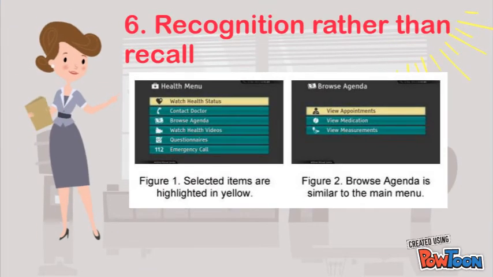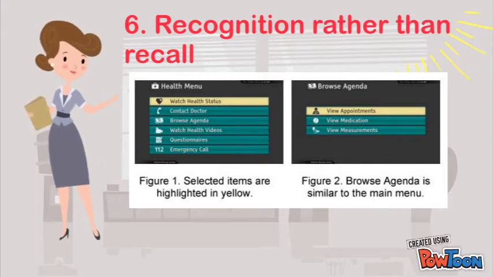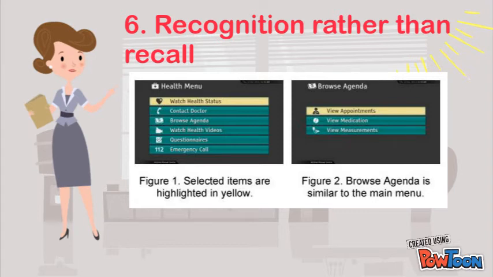Recognition rather than recall. Make objects, actions, and options visible. The user should not have to remember information from one part of the dialogue to another. Instructions for use of the system should be visible or easily retrievable whenever appropriate.